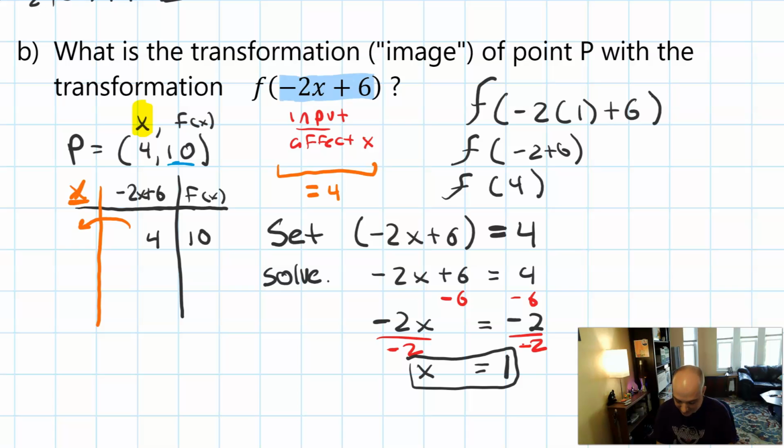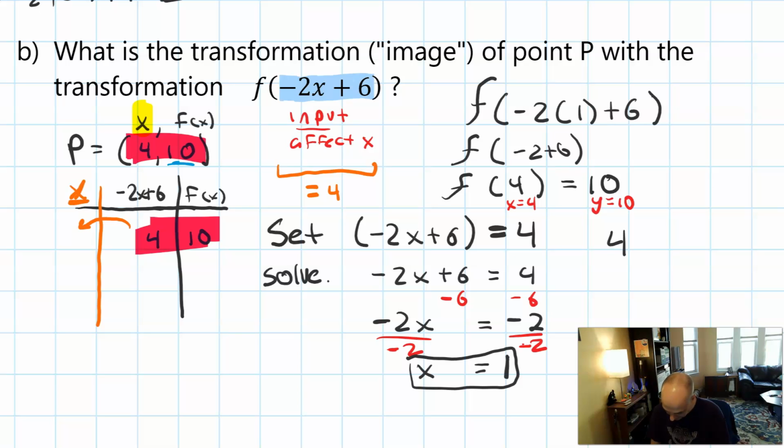And I know one thing about f of x, which is that f of 4 is equal to 10. So what this is saying is that under this transformation, if x is equal to 4, then y would equal 10. And so the image of that point P under this transformation is going to be 4. Oh, nope. If x was equal to 1, y was equal to 10. Because when I plug in 1, I get f of 4, and f of 4 is 10. So the image under the transformation is going to be 1, 10.